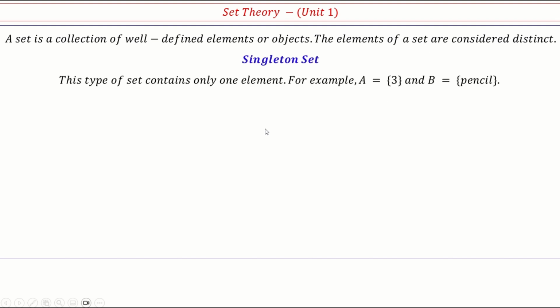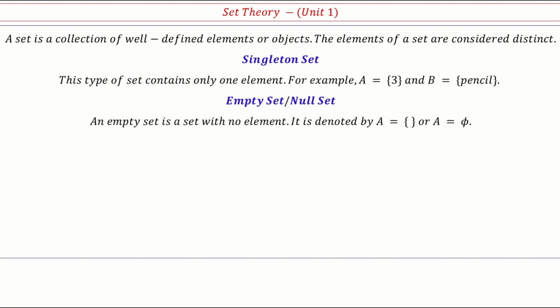Singleton set, which means there is only one element in the set. Empty or null set, there is no element in the set. It is represented by empty flower brackets, or denoted by phi.